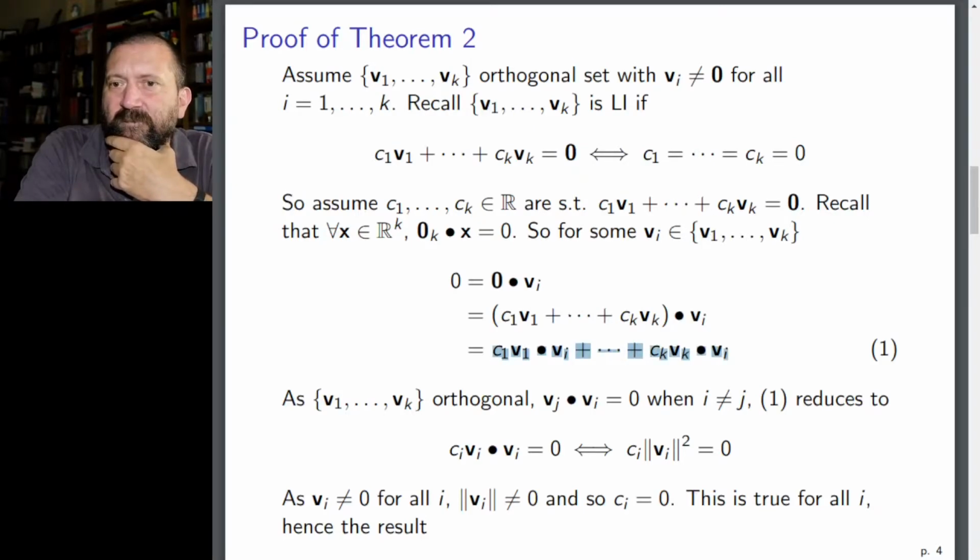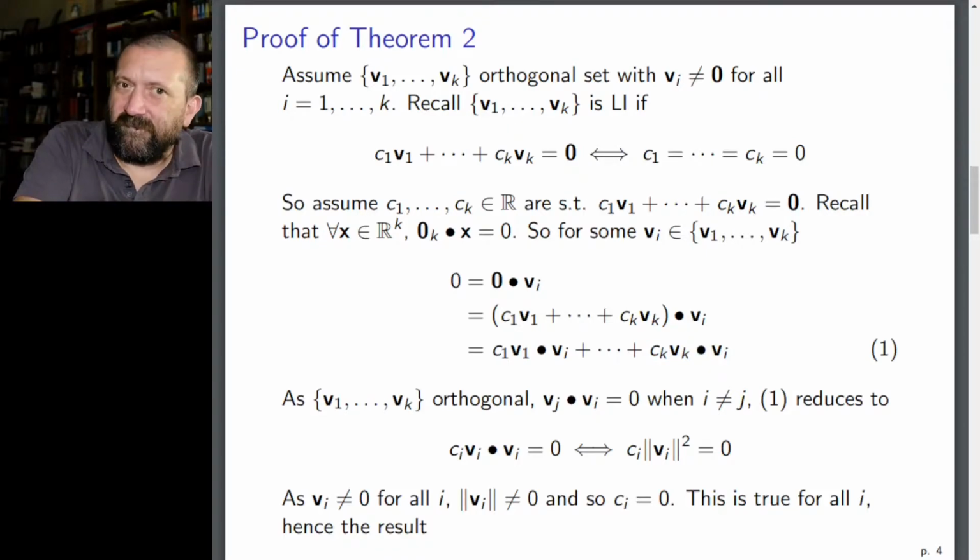And so this is what I'm doing here. I'm simply expanding with respect to the dot product. So I get C1 times V1 dot Vi, plus so on and so forth, all the way to Ck times Vk. So Ck here is a scalar. I'm multiplying it by Vk, which is a vector, that I'm also in turn dot producting, let's say, with Vi.